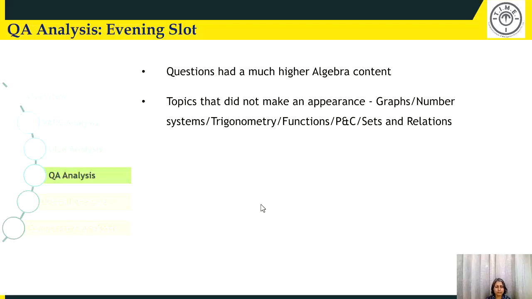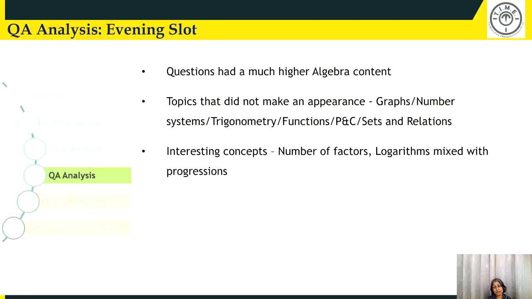And like I mentioned, a few of the concepts, like there were no questions on graphs, number systems, trigonometry. Functions, there was one question, but not a graph based question or not any technical concepts of functions. And PNC and sets were also omitted.